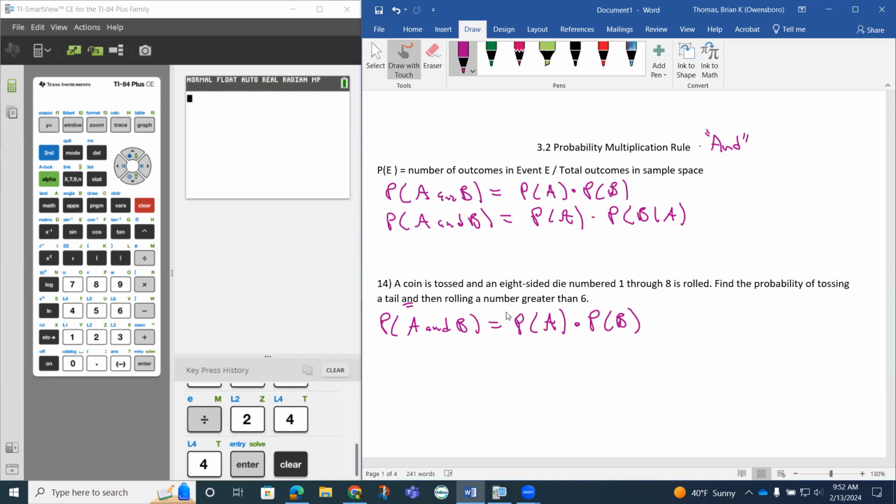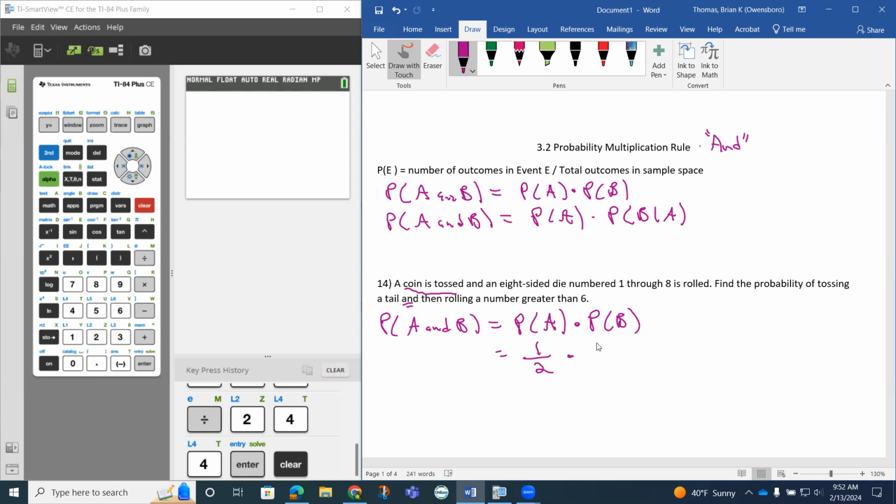So A, I'm just going to call it the coin toss to start with. The probability of this coin toss, what we're looking for is the probability of a tail. Well, we know there's one tail. That's our desired outcome. But there are only two outcomes in our sample space, and that's a head or a tail. So that's two outcomes there in our sample space.